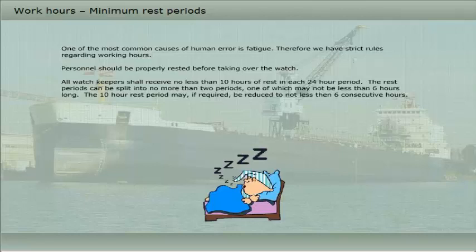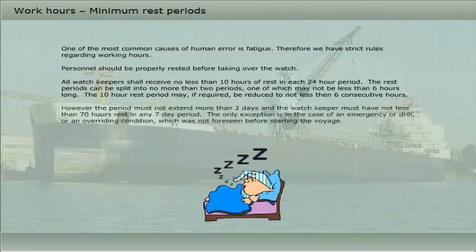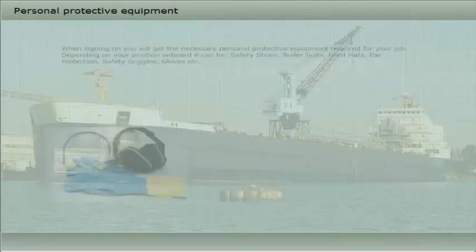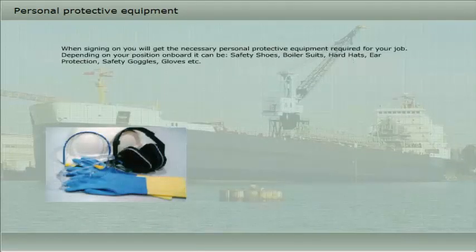The 10-hour rest period may, if required, be reduced to not less than 6 consecutive hours. However, the period must not extend more than 2 days, and the watchkeeper must have not less than 70 hours rest in any 7-day period. The only exception is in the case of an emergency or drill, or an overriding condition which was not foreseen before starting the voyage. When signing on, you will get the necessary personal protective equipment required for your job.